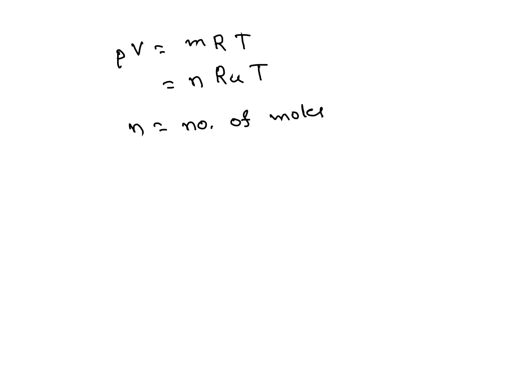PV equal to mRT, or you can write it as PV equal to n Ru T, where Ru is the universal gas constant. n is already discussed, number of moles, and n value is m by mu, mass by molecular weight.